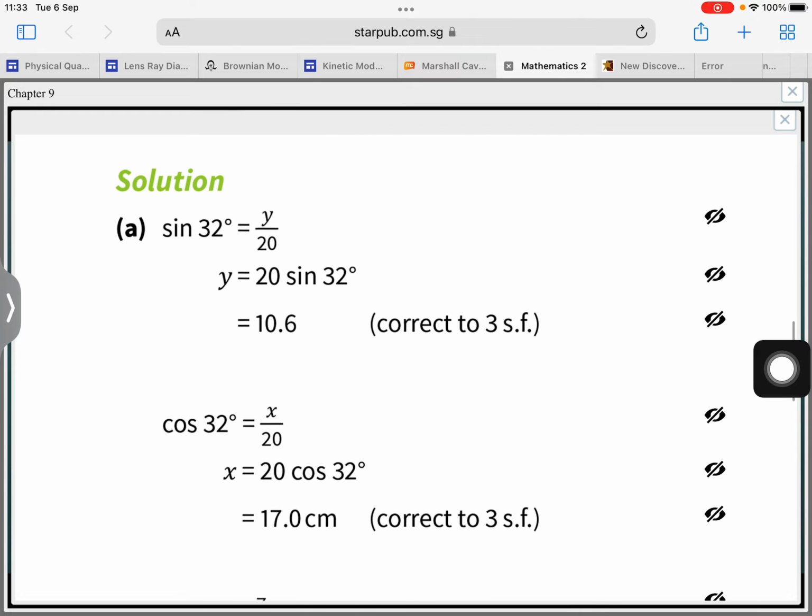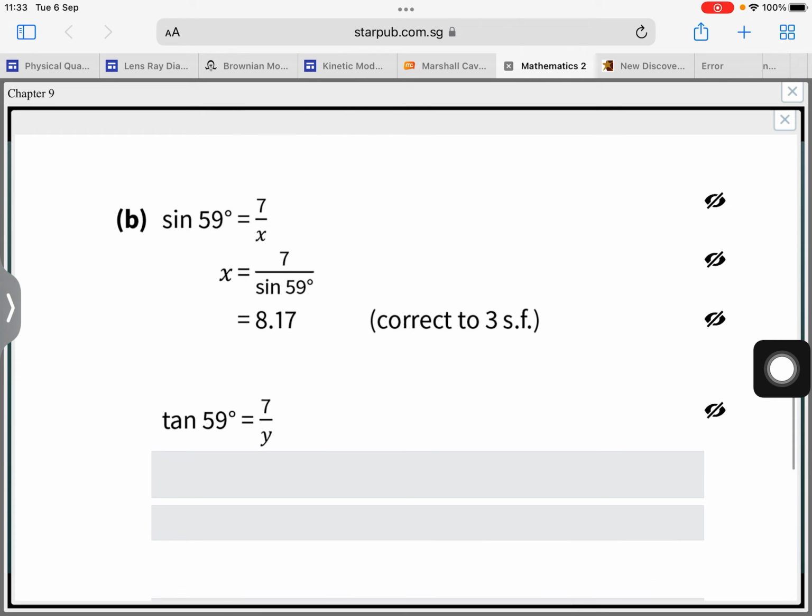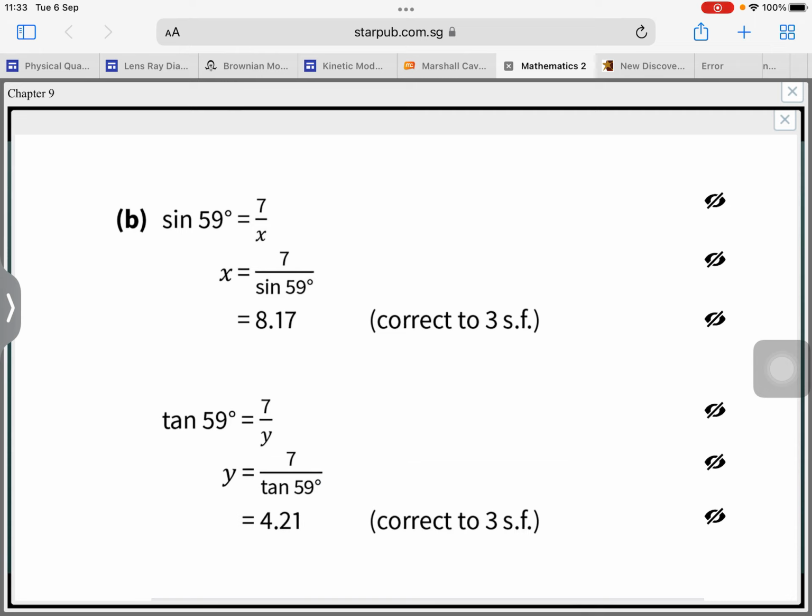Okay, so let's take a look. Tangent 59 degrees is 7 over Y. So Y will be equal to 7 over tangent 59 degrees. Key into a calculator, you should get 4.21.